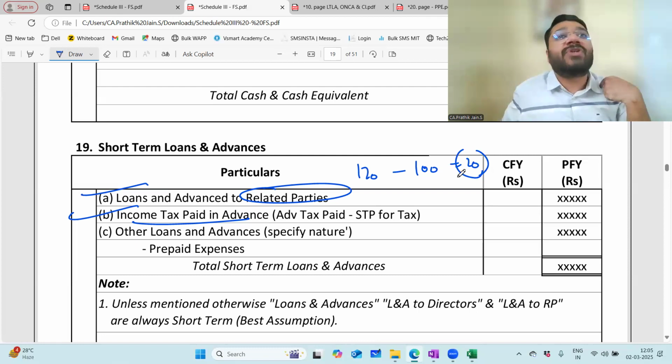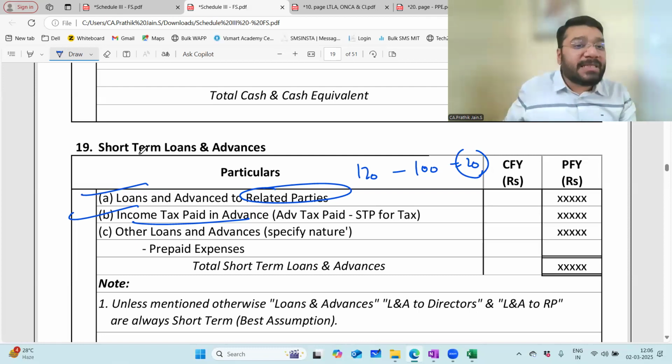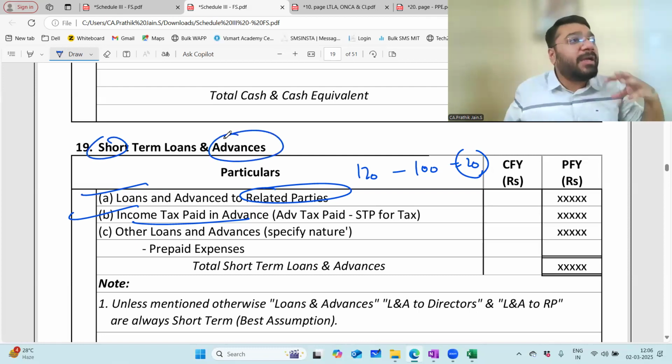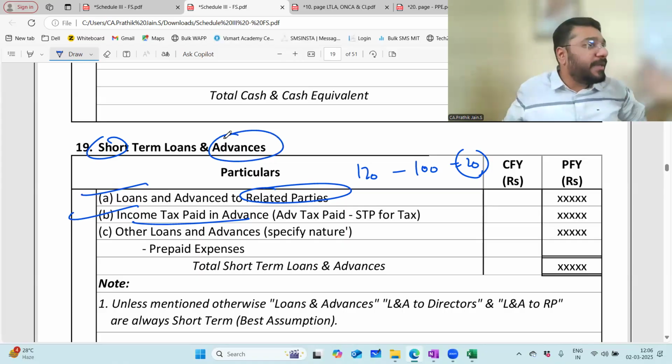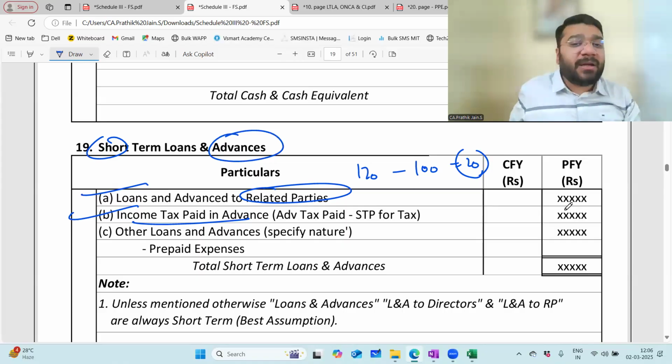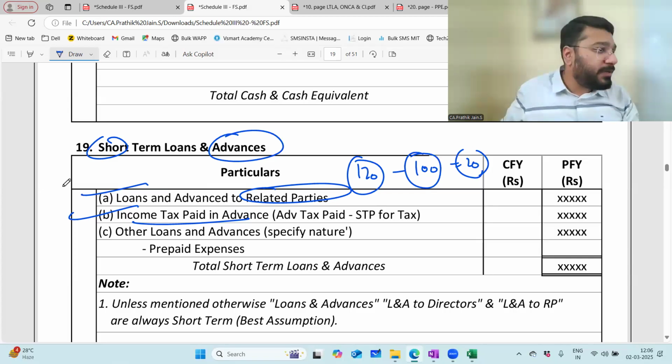So anything that I get in future is an asset. So where will I classify? Short-term advances. I paid advance extra money to the income tax department. So I'll get this money back. So this is my advance. So if your advance is more than your provision, it is my net asset. It will be part of short-term loans and advances.